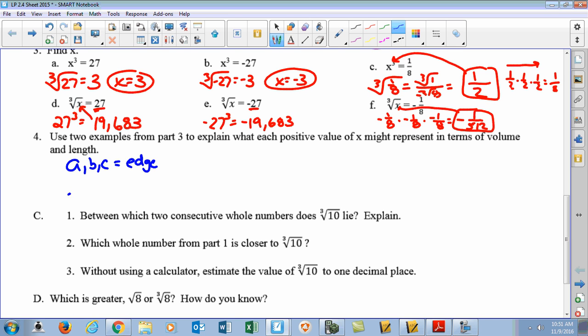Where D, E, and F, right, we're taking the cubic root of something to find an edge length. So that means the number we're looking for under the cubic root is dealing with volume. So again, bigger number to smaller number to bigger number here.